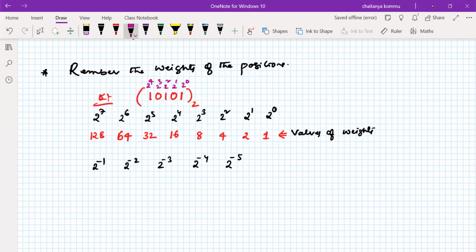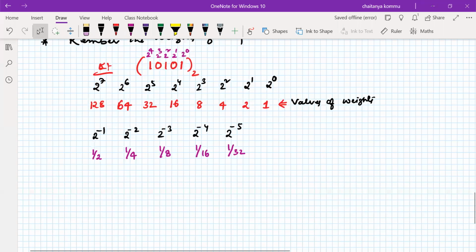It's 1 by 2, right? This is 1 by 4. This is 1 by 8. This is 1 by 16. This is 1 by 32. So 1 by 2 is 0.5, right?